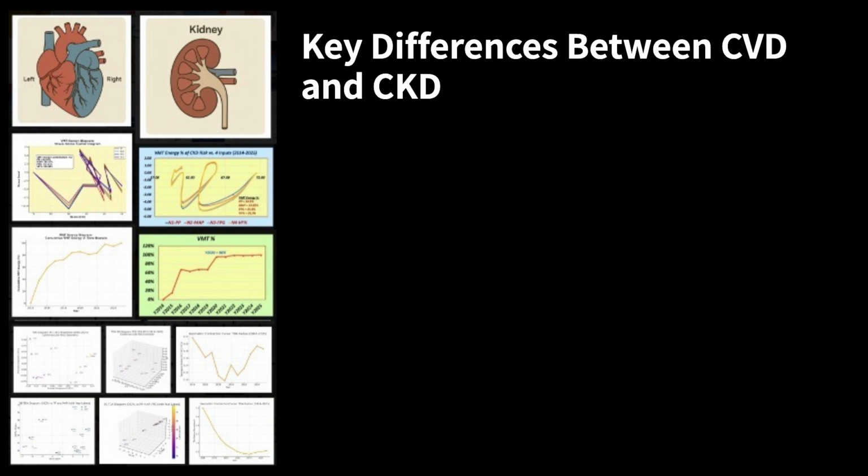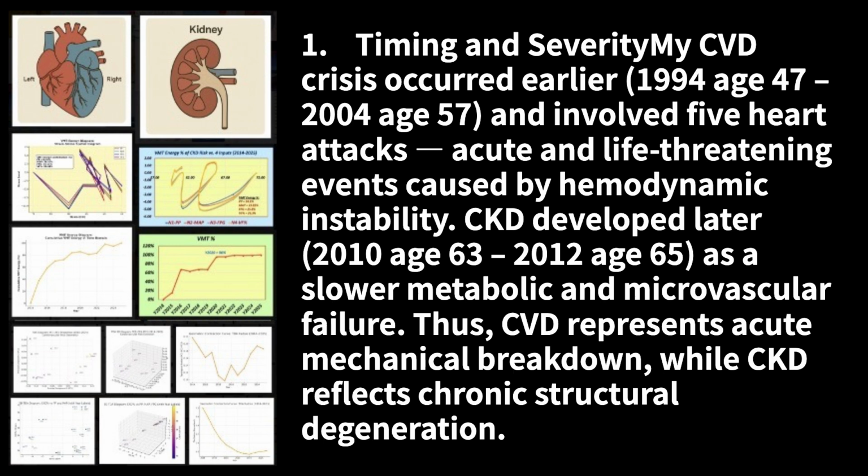Key differences between CVD and CKD. 1. Timing and severity. My CVD crisis occurred earlier, 1994, age 47, to 2004, age 57, and involved 5 heart attacks, acute and life-threatening events caused by hemodynamic instability. CKD developed later, 2010, age 63, to 2012, age 65, as a slower metabolic and microvascular failure. Thus, CVD represents acute mechanical breakdown, while CKD reflects chronic structural degeneration.